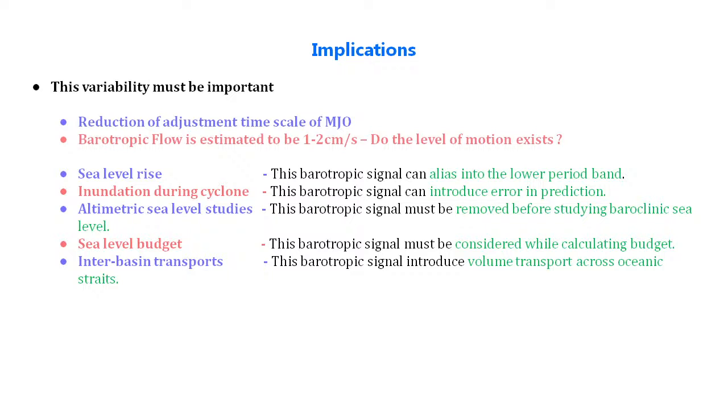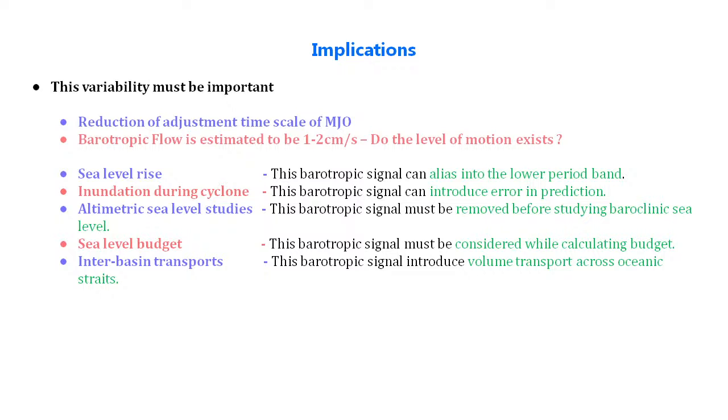And even though, as we already showed, a barotropic model is not sufficient to explain this full variability, during a coastal inundation forecast in a cyclone scenario, if an MJO happens, there is an error associated with it in the coastal region, and this can cause errors in the estimate of inundation also.